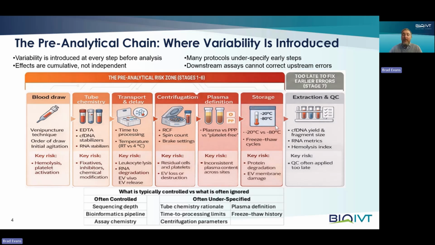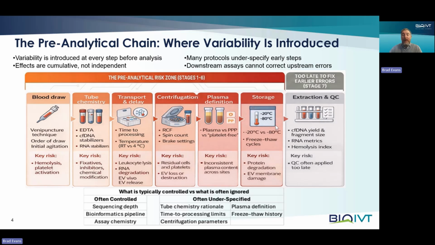Centrifugation is next. The force applied, how many spins are performed, and break settings determine how many residual cells and platelets remain. That affects genomic DNA contamination, platelet-derived vesicles, and protein carryover.